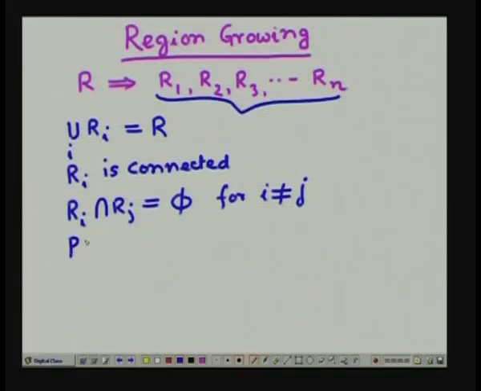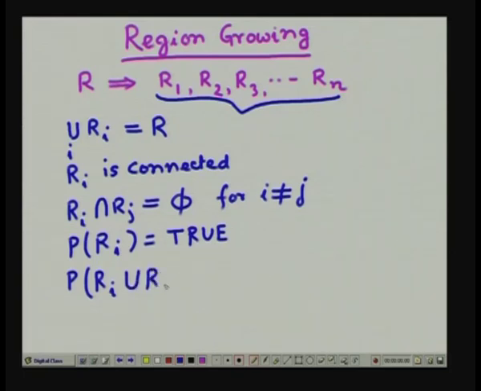Then, I define a predicate, say P, over a region R I, that should be true, where this P is a logical predicate defined over the points in this partition R I. So, for a single partition R I, this logical predicate P should be true. And the last property that must be followed is that the predicate over R I union R j must be equal to false.